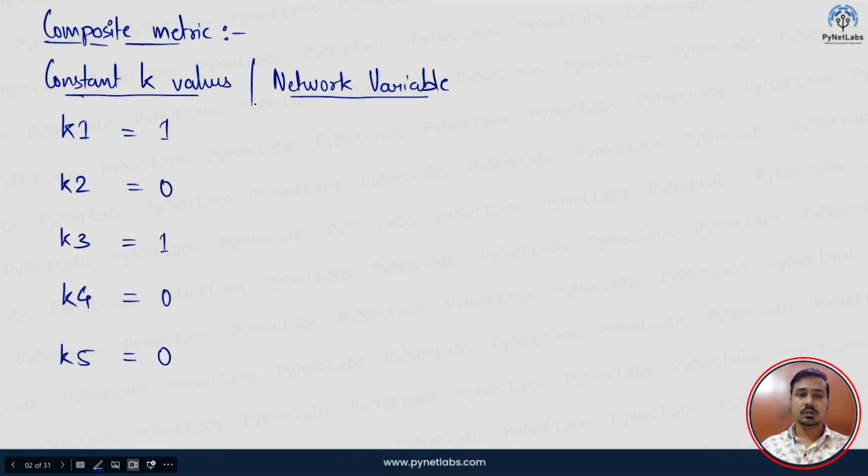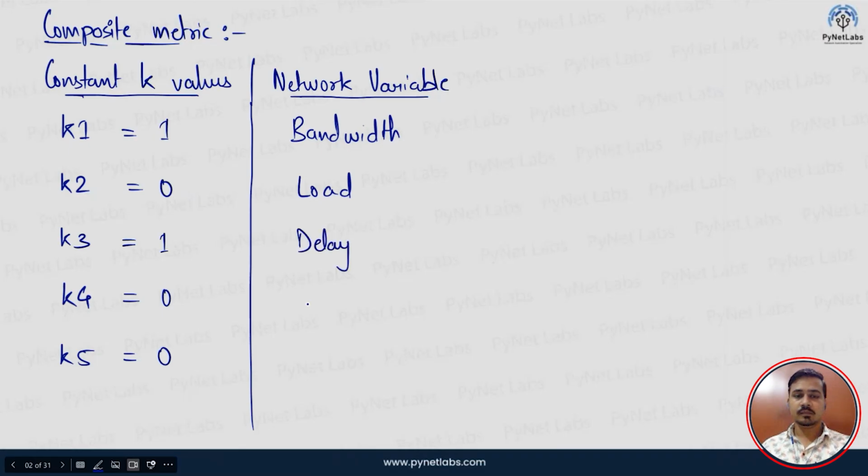Coming to the network variables, EIGRP considers certain variables like bandwidth, load, delay, reliability, and MTU. Whenever you enable EIGRP on your router, the router does a calculation in order to find the metric to reach from source to destination, and these values are compared.